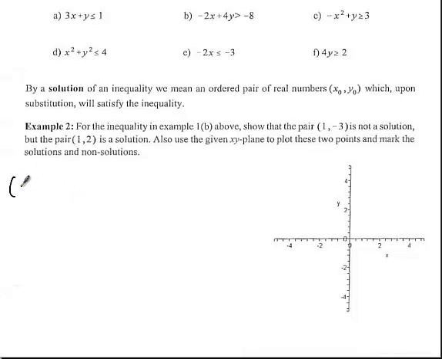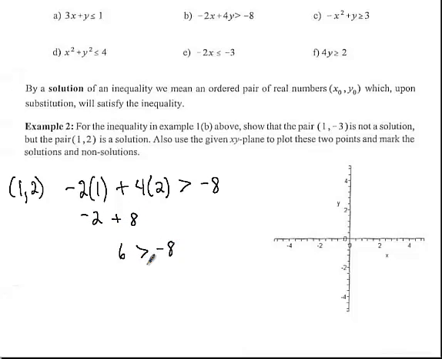Our second ordered pair, 1, 2, if we follow the same procedure, we write negative 2 times 1 plus 4 times 2. Is that greater than negative 8? Alright, we get a negative 2, and then we get an 8. Negative 2 and 8 give me 6, and yes, a positive number is always bigger than a negative number, so 6 is greater than negative 8. So the point 1, 2 represents a solution to the inequality.